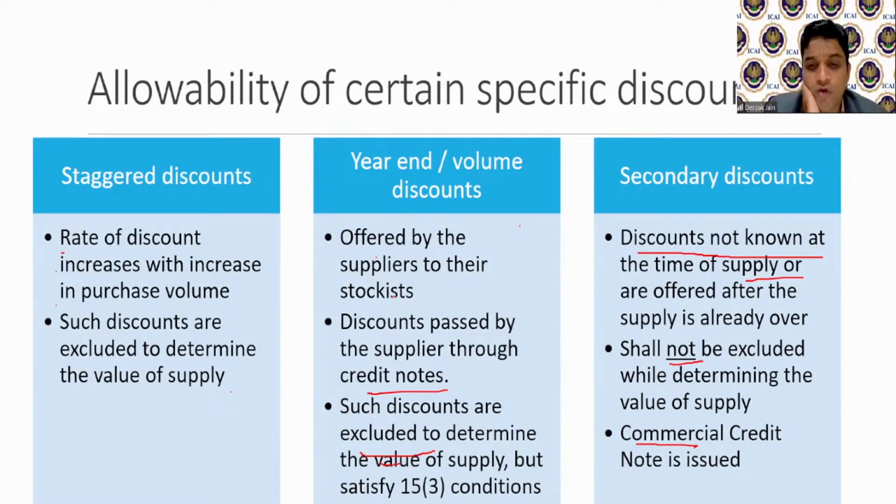It means there will be no effect on the value for GST in a secondary discount. In case of secondary, there will not be any change in value. Correct, there will not be any effect on the value for GST because you have already made the sale. No adjustment has to be done in that case.